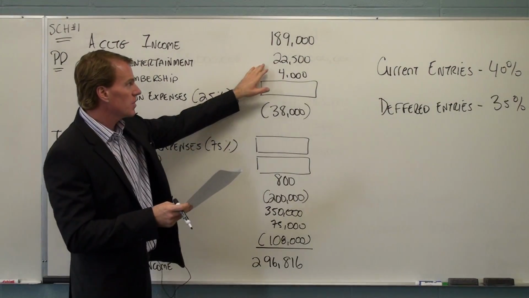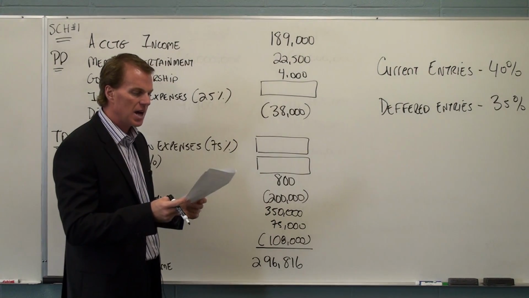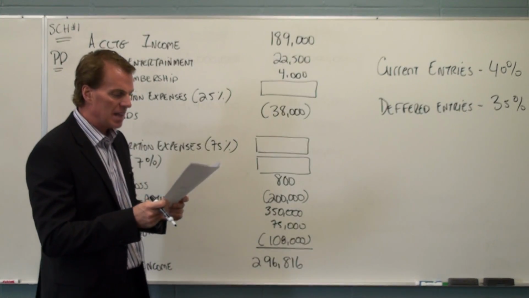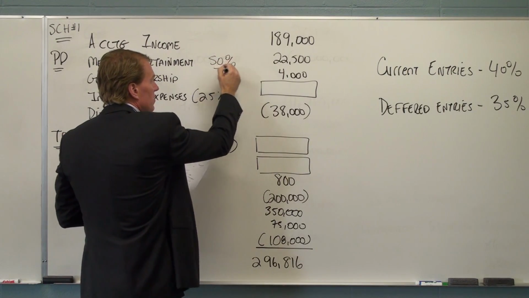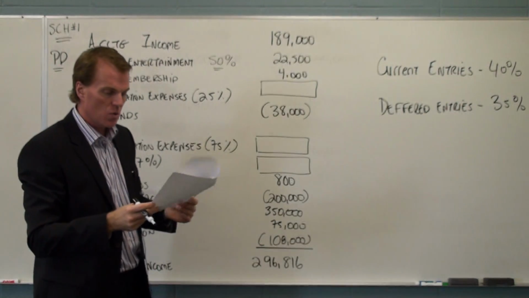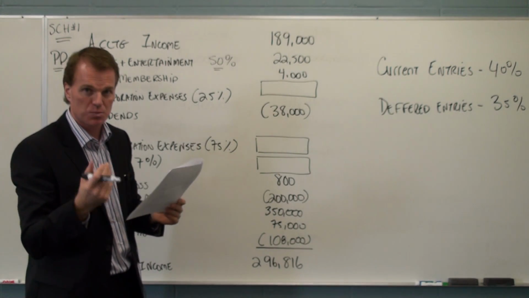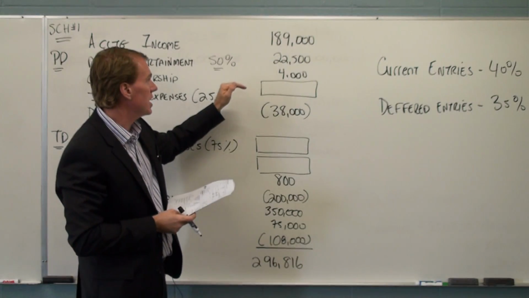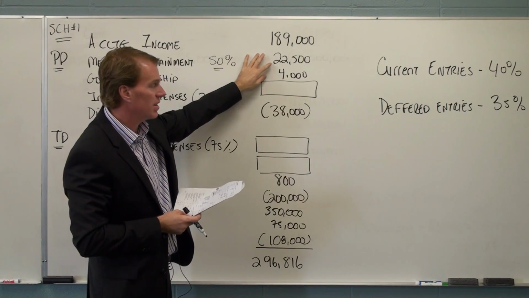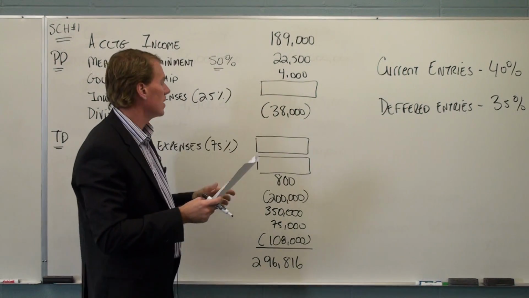What you can see here for meals and entertainment, when you read the question, is that for tax purposes, you're only allowed 50%. So what we have to do is add that back. We had $45,000 in meals and entertainment that we expensed, but tax is saying we can only expense 50%. So we have to add it back and eventually pay taxes on that 50%.